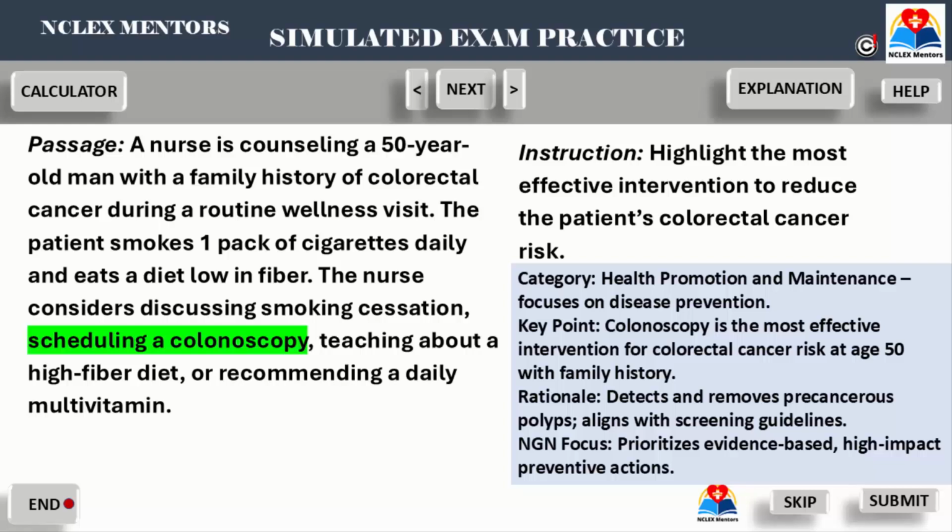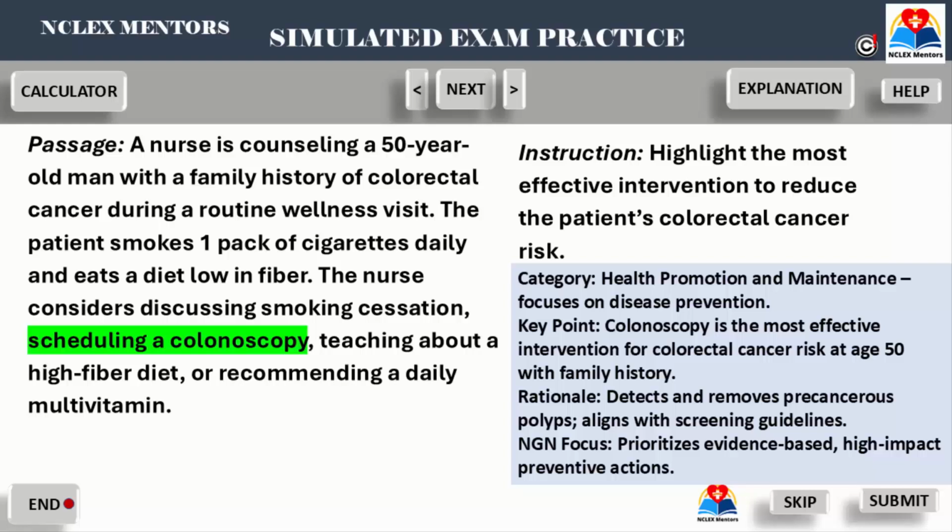Now let's quickly go over the other options. A. Discuss smoking cessation. While smoking does increase the risk for several cancers, including colorectal cancer, it's not as directly impactful on colorectal cancer as screening is. Smoking cessation is essential for overall health, but the colonoscopy is more directly related to colorectal prevention.